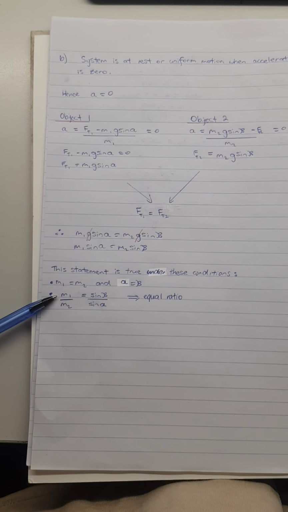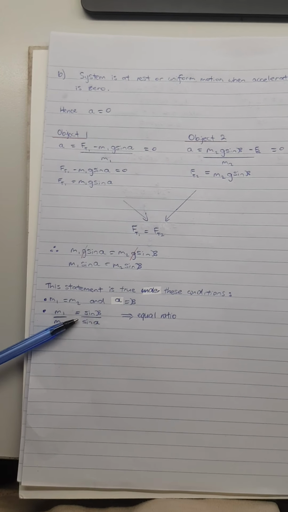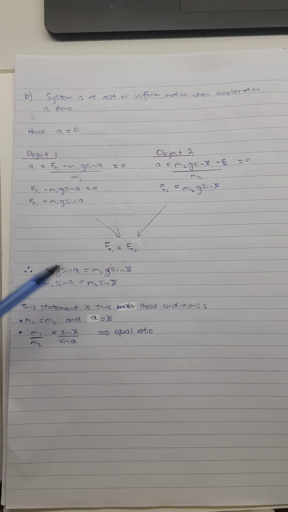If the ratio of m1 to m2 is equal to the ratio of sine beta to sine alpha, we will have an equal ratio and those two will be equal.